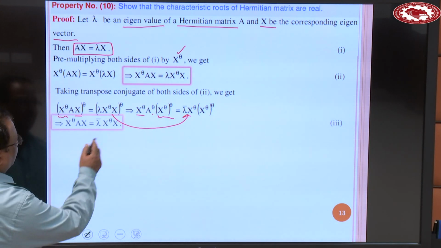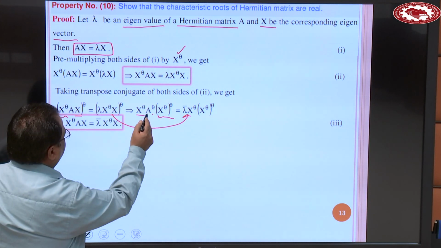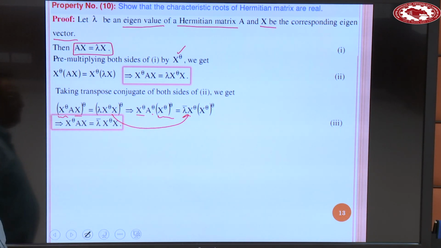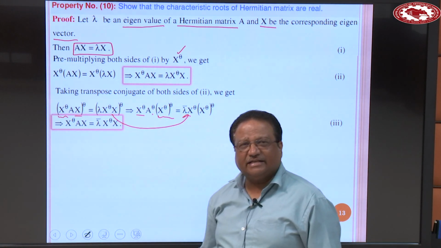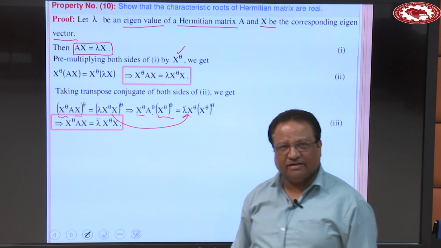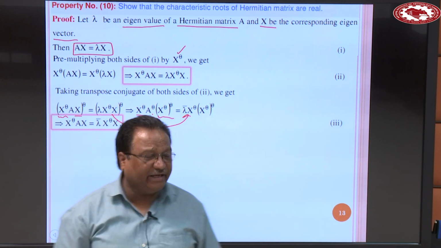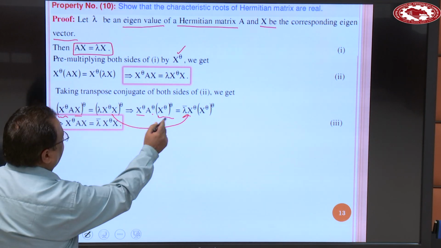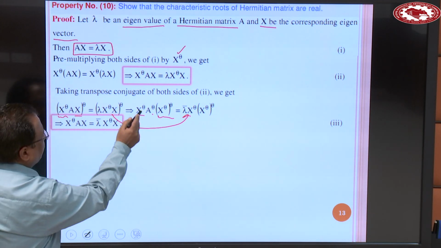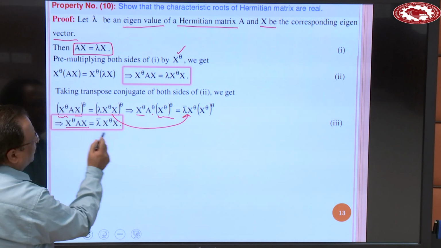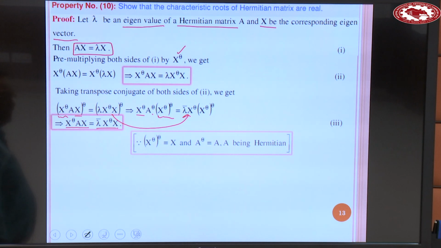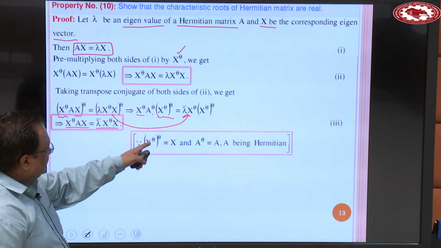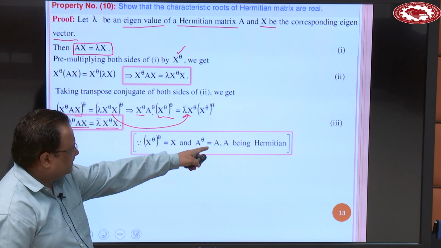Okay, so this means x theta A theta. What is A theta? A theta is equal to A, because we have been given a Hermitian matrix. And what is the necessary and sufficient condition for a matrix to be Hermitian? A theta is equal to A. So x theta A x, clear, is equal to lambda bar x theta x, because x theta theta is x and A theta is equal to A, because A is a Hermitian matrix.